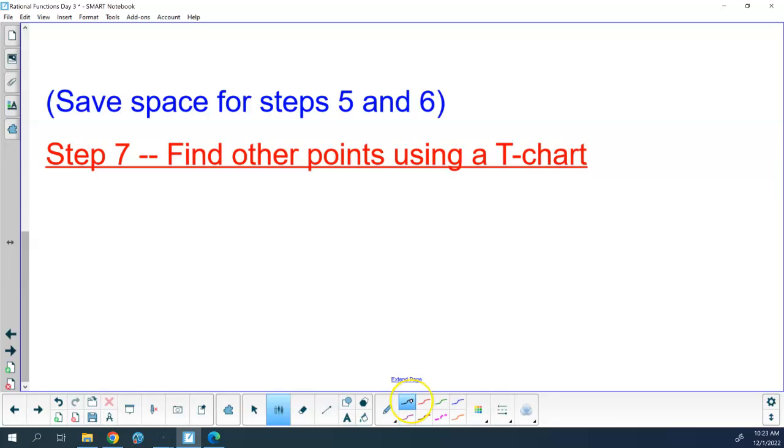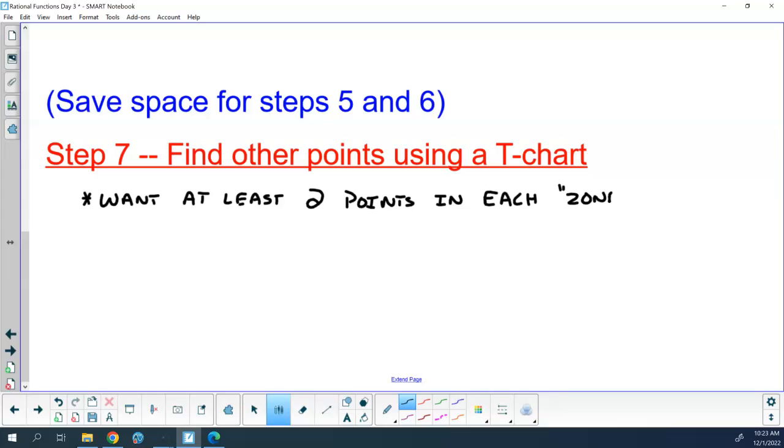The only thing that I would add here is you are going to want at least 2 points in each zone. And I'll show you what a zone is in the first example. This one's more of a show than just a tell. I just got to show you what I mean.